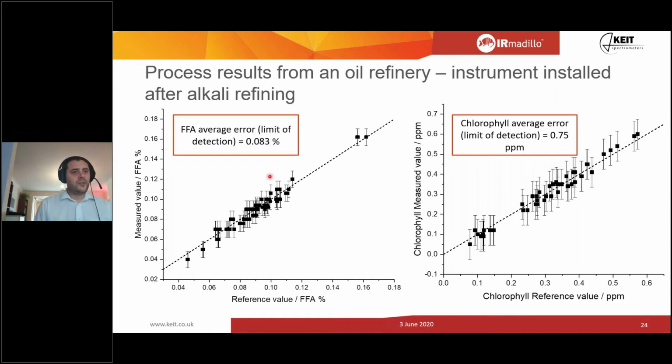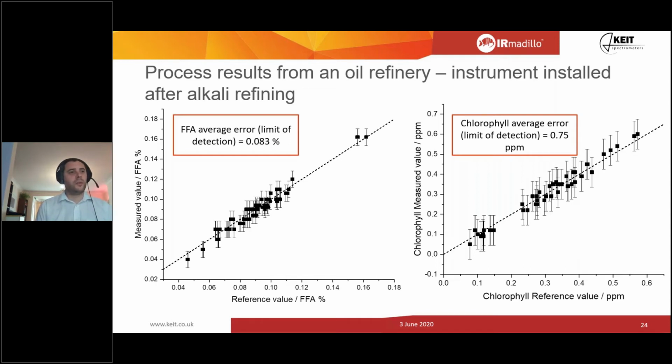So in these results, these are actual samples taken from online. So we were installed online for continuous measurements, and this is the calibration. So for FFA, in lots of different oil types, you may be asking yourself, or thinking, yes, but do I have to have a calibration for every oil? This refinery processes at least 2, if not 3 or 4 different types of oil, and we've built one calibration for that, regardless whether it's sunflower, whether it's canola, whether it's high oleic, low oleic.